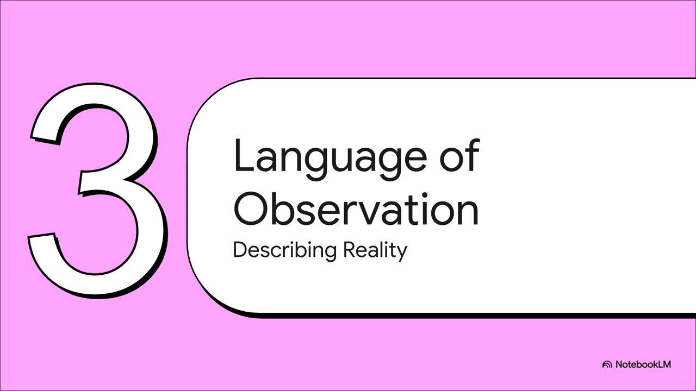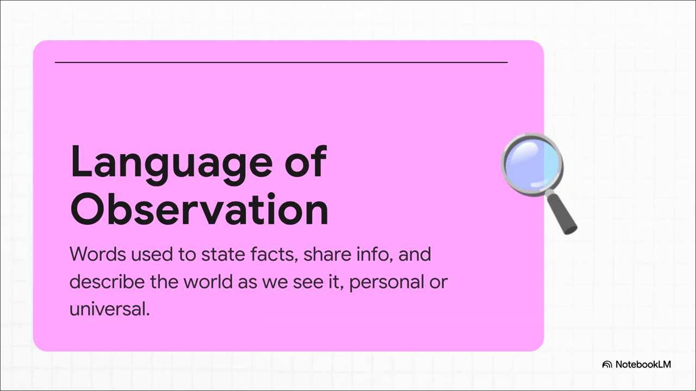Okay, so we've covered action and connection. What's left? Well, our third and final building block is the language of observation. This is how we share our reality. It's how we simply describe the world as we see it. So the main goal here is just to transmit information. It's about saying, this is how things are. It can be about our internal state, what we're currently doing, or some universal truth we believe in. It's the language of reporting, of sharing knowledge and experience.